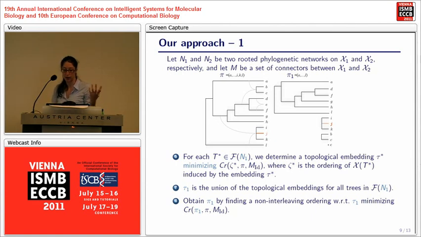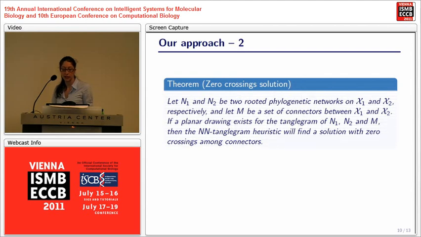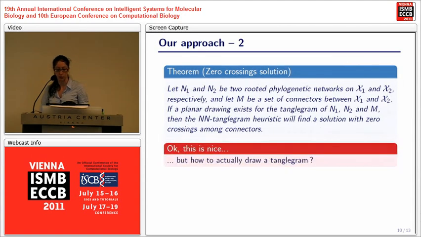So this is our approach, and this approach has the beauty of finding a solution with zero crossings when this solution exists. This is why we use NeighborNet. We use NeighborNet because if there is a zero crossing solution, there is something that is planar. But I don't have time to explain. There is an underlying structure that is planar, and thanks to NeighborNet, we have the possibility of finding this zero crossing solution.